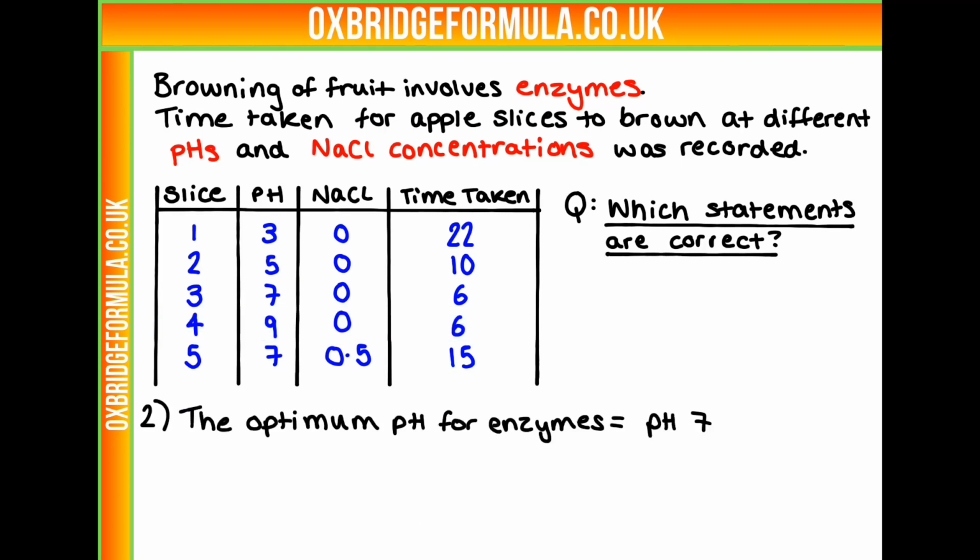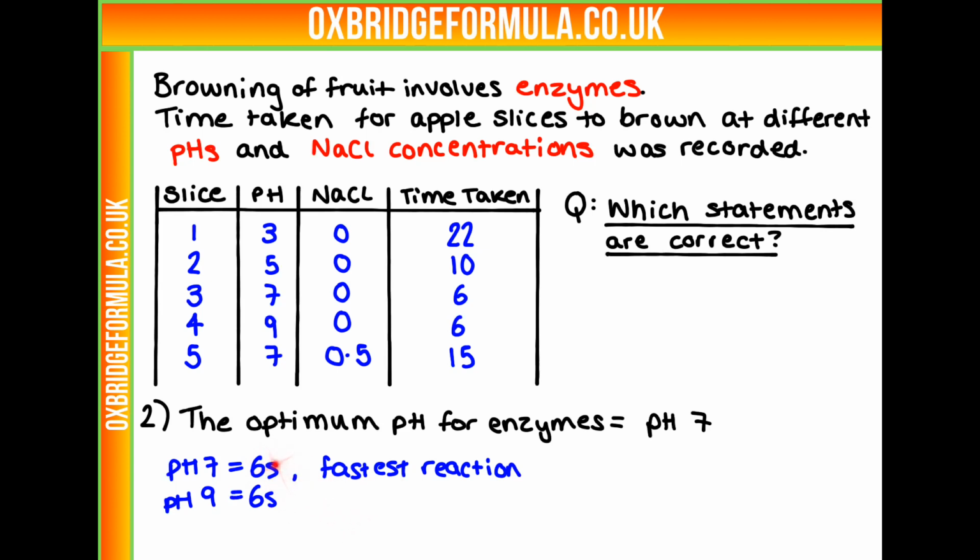Our second statement is that the optimum pH for this enzyme is pH 7. So if we look at pH 7, we say that it takes 6 seconds, which is the fastest reaction out of all of them. But also we need to remember that our pH 9 also is 6 seconds. So what does that mean about the optimum? Which one is it? Or is it any of them?